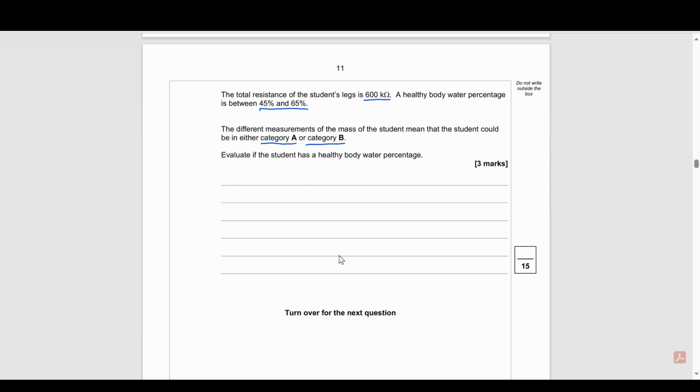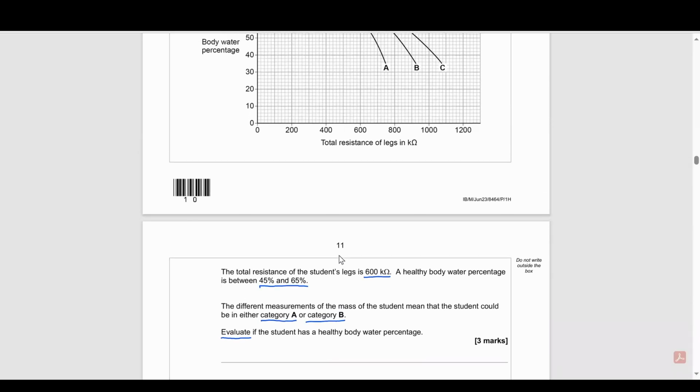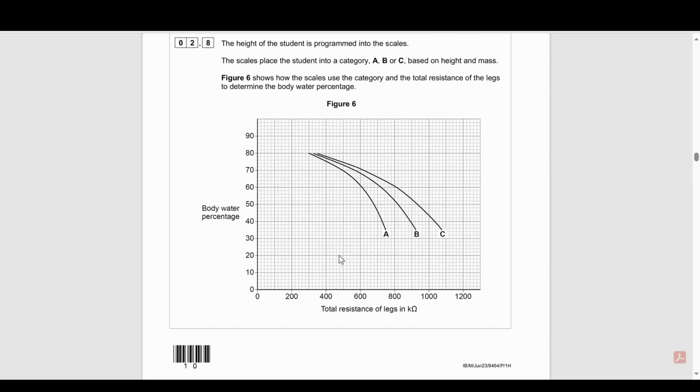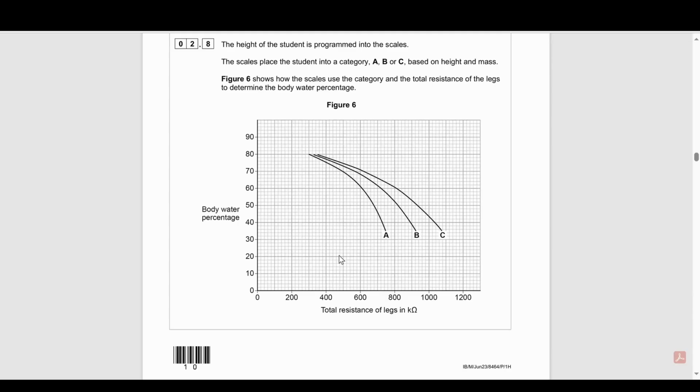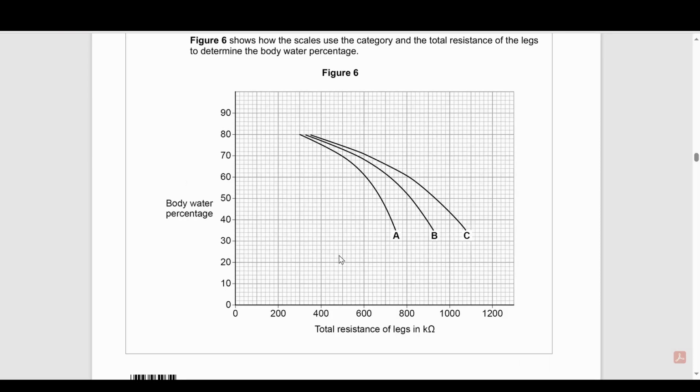Evaluate if the student has a healthy body water percentage. So they've given us the value of the total resistance and what a healthy body water percentage range is. So we have to use the categories of A and B to find out if that person is healthy or not. So let's just check. We have to start with 600 kiloohms. So what we want to do is take 600 kiloohms and read up to category A first.